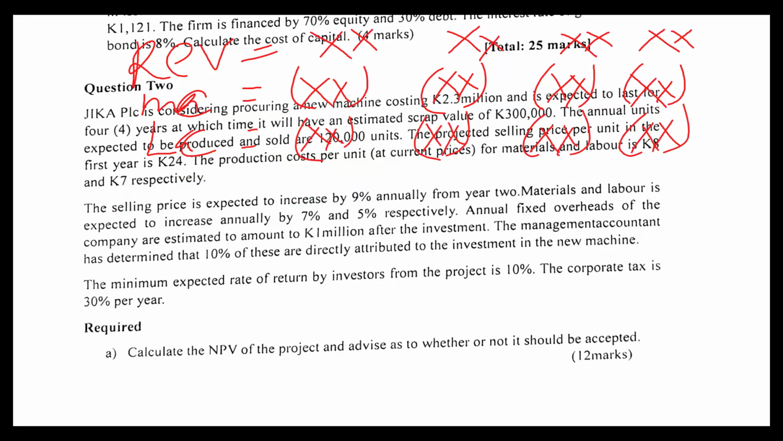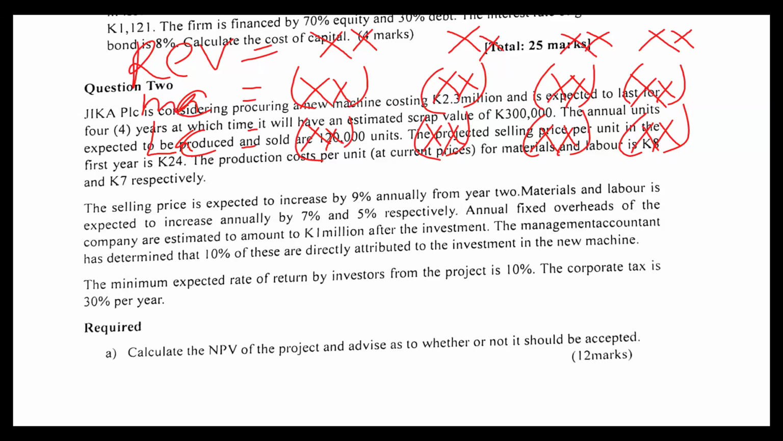And again, what are we told next? We are told that the selling price, starting from 24, is expected to increase every year, starting from year number 2. So in the first year, there is no increase. It will start from the second year to increase by 9%. So basically your general revenue for the first year will be increasing by 9% every year.